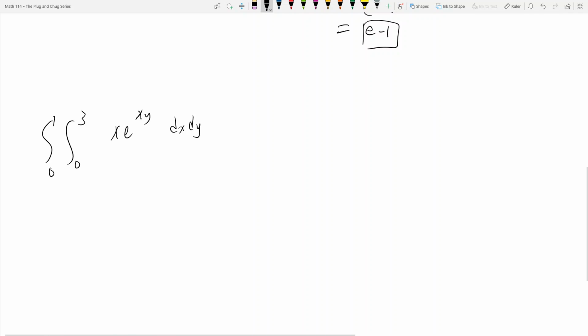It's really hard to try to integrate this with respect to x, because you've got x e to the xy. Well, with respect to x, y is a constant, right? So it looks like we're trying to integrate something like x e to the negative 17x. How are you supposed to integrate that? By parts. But we don't want to deal with parts for now.